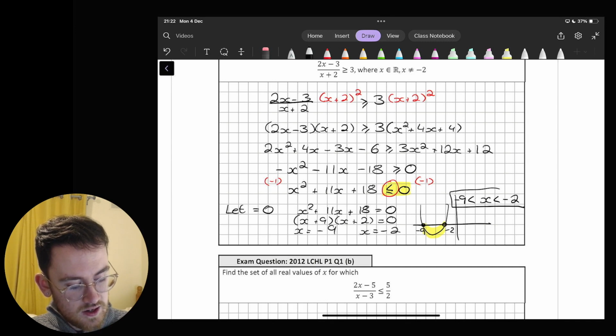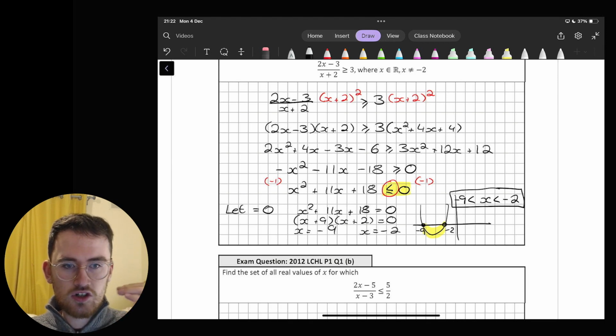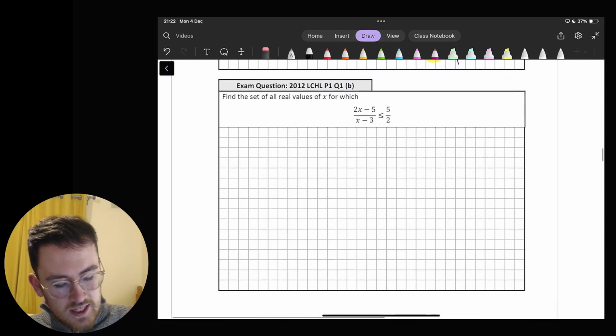So you can see here how it keeps coming back to the same things we did with the quadratic in the last video. So making sure you can identify which region you're looking at. So less than 0 is below the x-axis, greater than 0 is above the x-axis. So let's look at another question.